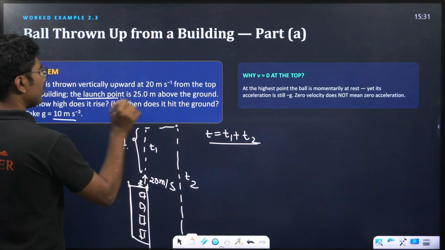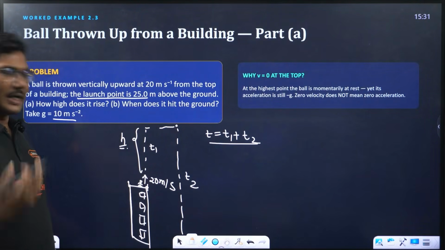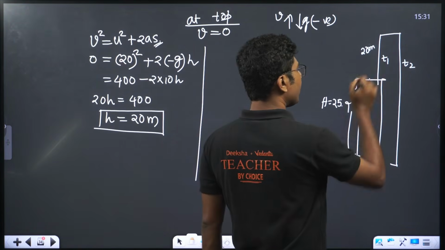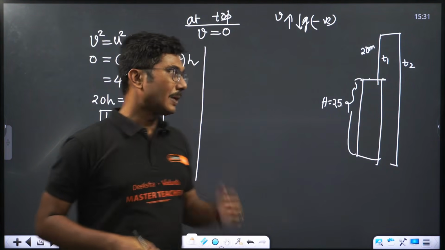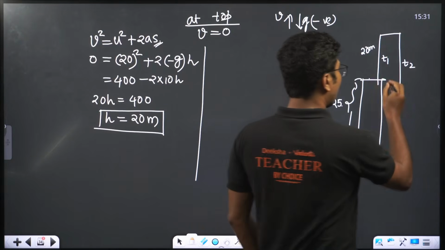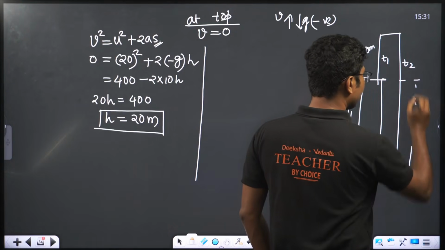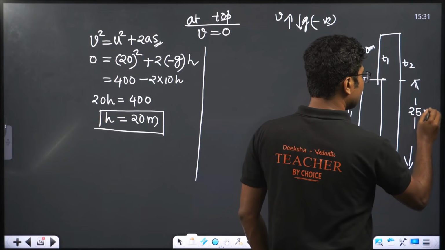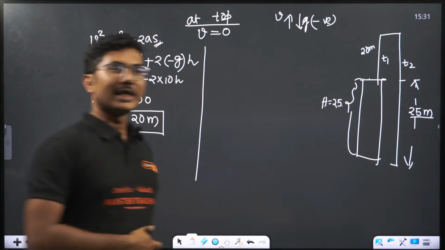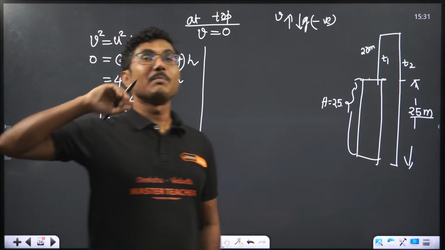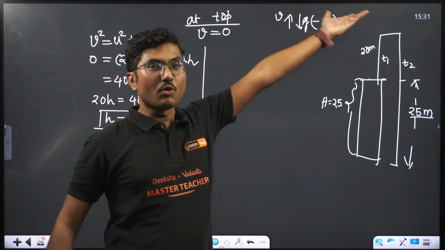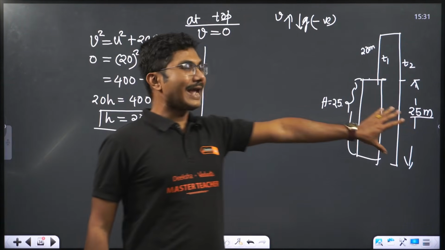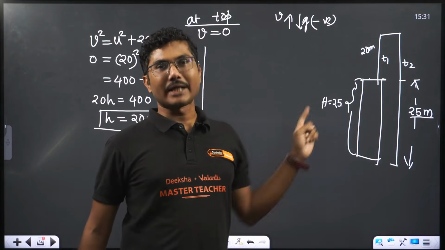The launch point is 25 meter above the ground. That is basically the height above the ground. So from where you are throwing it, that is 25 meter above the ground. So the displacement of the ball is actually only 25 meter. That information we can use, and we can calculate the time directly without requiring to calculate the top and bottom motions individually.